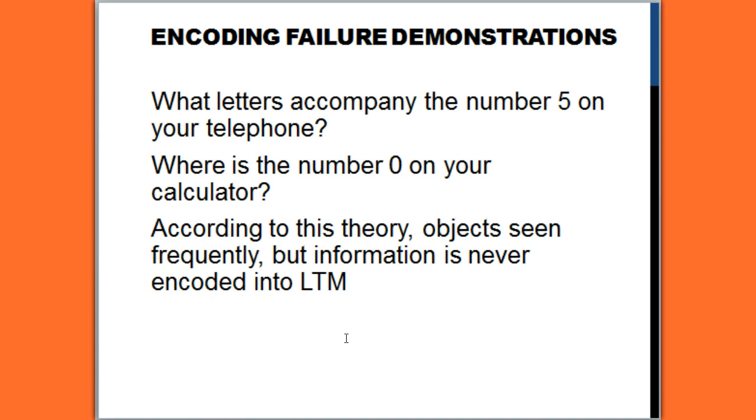So, just sitting there without looking, what are the letters that accompany the number 5 on your telephone? For most of us, I don't have any clue. Maybe in the world of texting it's a little bit different. I don't know. Where's the number 0 on your calculator? That one always seems, you guys seem to know where that is exactly, but I never do. So according to this theory, objects are seen frequently, but the information is never encoded into long-term memory.